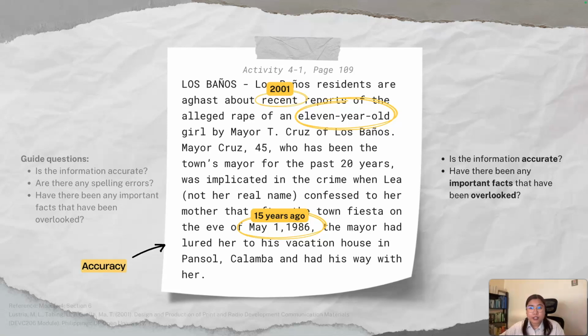However, Leia, not her real name, is only 11 years old, which means she was born in the year 1990. If you look at it, or if you analyze, the math doesn't add up. Hence, this should be sent back to the author and rephrased to ensure accuracy and to avoid any important facts that may be overlooked.